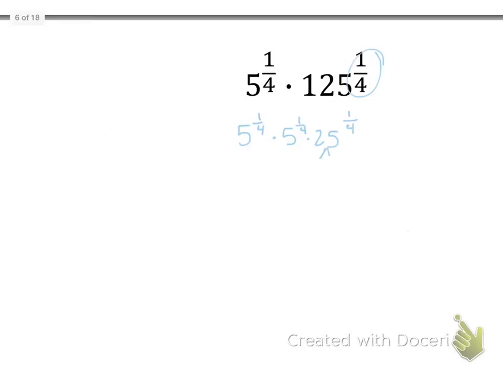It looks like I need to break 25 again because I'm still not in terms of 5. I use the exact same exponent that's attached to it. If I multiply things with the same base, I add their exponents. So 1/4 plus 1/4 plus 1/4 is 4 over 4, which is then 1. We keep the same base. Remember, multiplying things with the same base, you keep the same base, and you add the exponents.